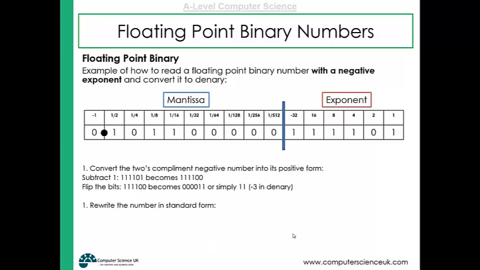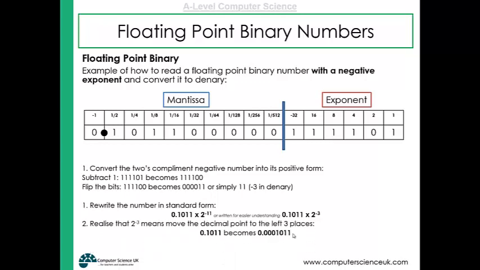So we rewrite the number in standard form. So that's 0.1011, that's the mantissa, times 2 to the minus 3. Now, when we're dealing with negative exponents, it's telling us to move the decimal point, but negative means move it to the left if we want to get back to the original number. So we move that decimal point to the left 3 places.